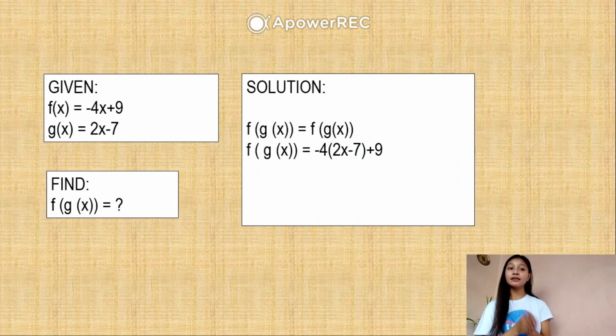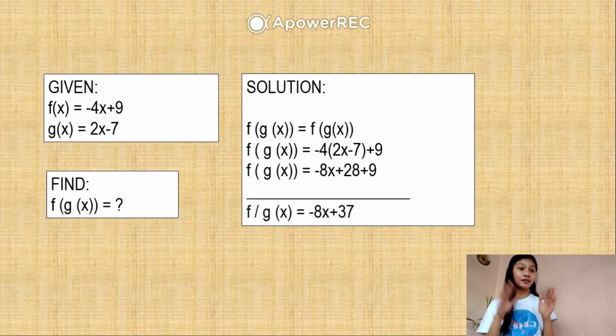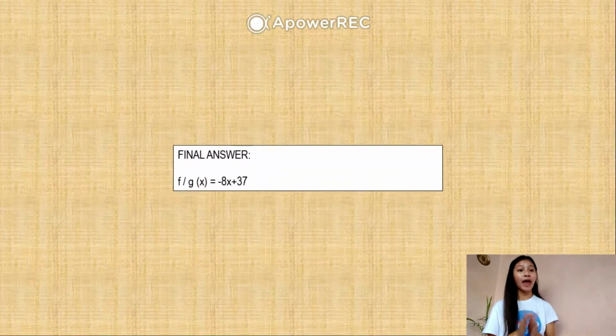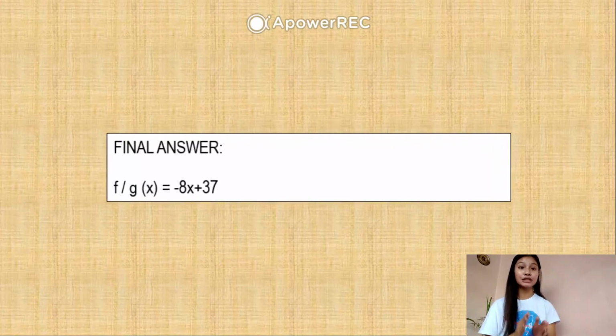So we will multiply the negative 4 by 2x. We will have negative 8x, then multiply negative 4 by negative 7, we will have positive 28. Then we'll copy 9. So collect like terms, we will have negative 8x, then positive 28 plus 9 will be positive 37. So our final answer, our f of g of x, is negative 8x plus 37.